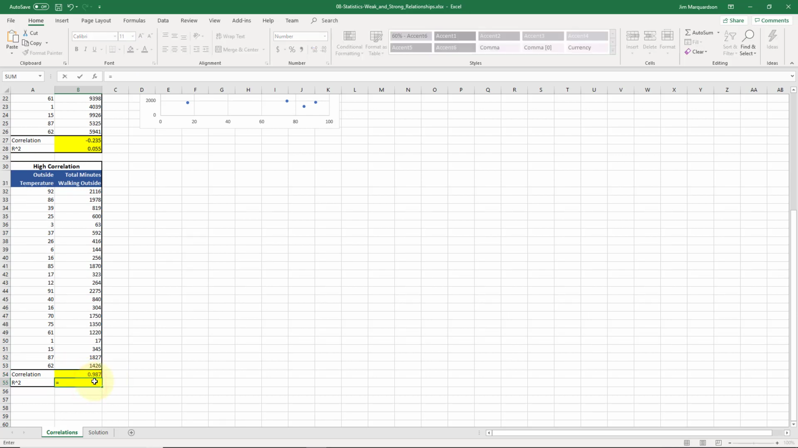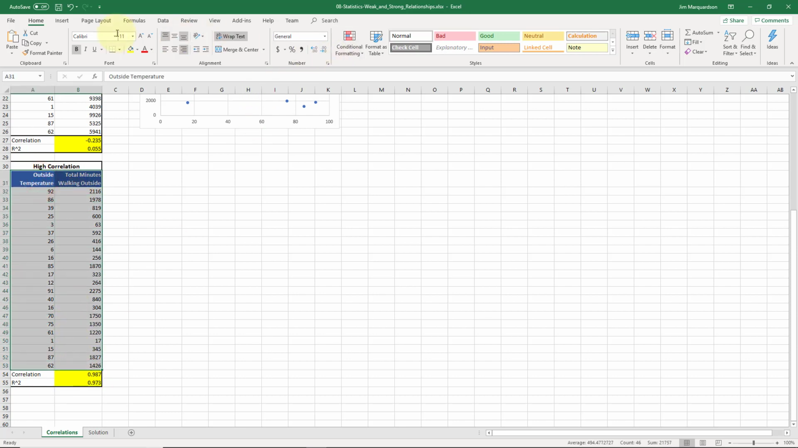So let's see when we square that. We'll just multiply it by itself. We get a value of 97.3%. So the temperature explains 97.3% of the variation in how much time people spend walking outside.